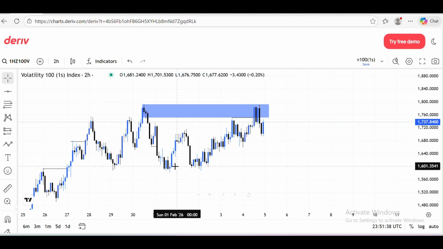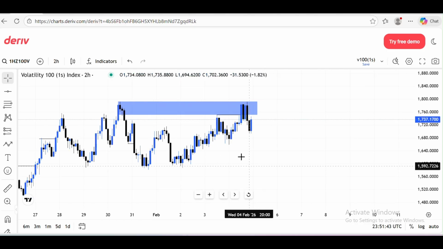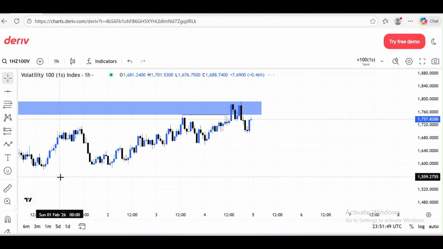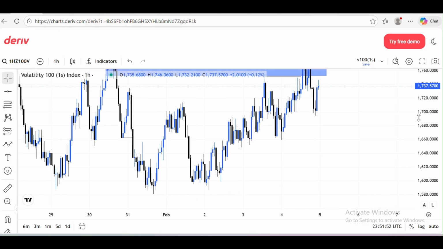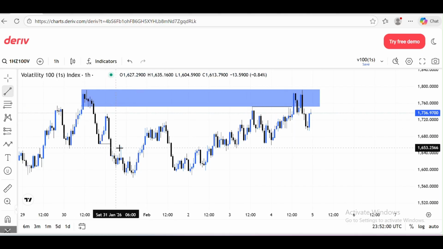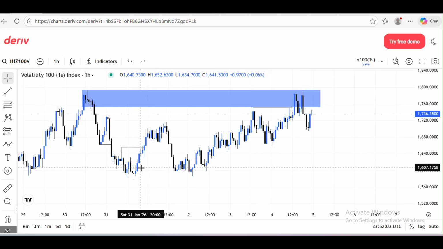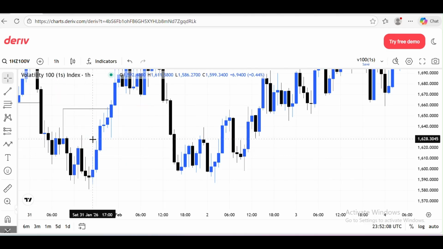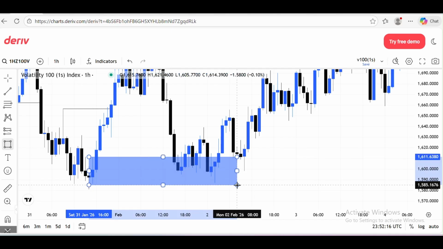But since we're expecting price to come in before it sells, we can take advantage of a buy here. So how do we do that? Coming down to our 1 hour time frame, we see that there's a break of structure here to the upside. There is a break of structure here to the upside caused by this zone. This zone right here caused the break of structure.